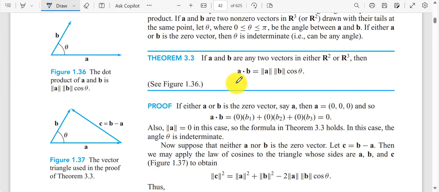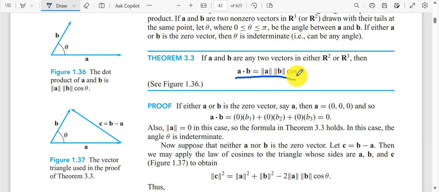Okay, let's just look at this theorem once more. And let's assume, just for a moment, that A and B are non-zero. So suppose that both A and B are not zero. Okay, so if A and B are not zero, then the only time that the dot product can be zero is if this is equal to zero.